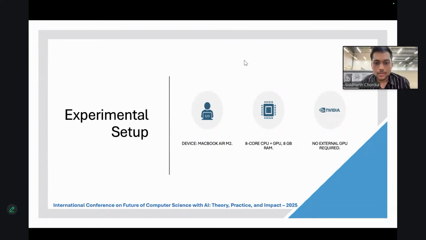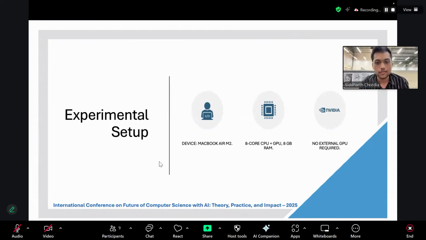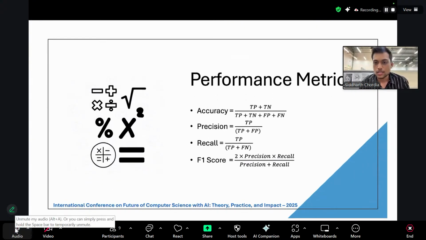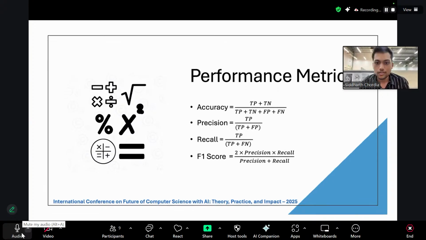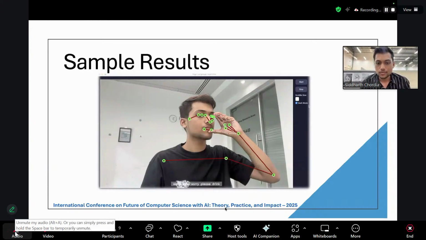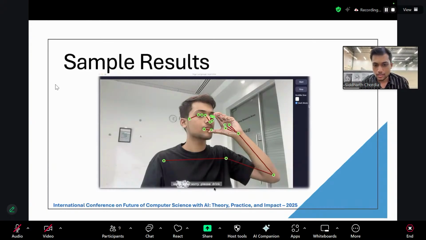My experimental setup is an M2 MacBook Air with an 8-core CPU, GPU, and 8 GB RAM. So it's a very lightweight setup, and no external GPU is required for predictions and for training. These are the performance metrics I have used for evaluating my model. And this is the sample result. It's correctly predicting drink as I'm doing the gesture, in real time.